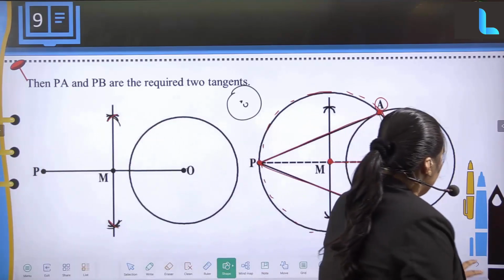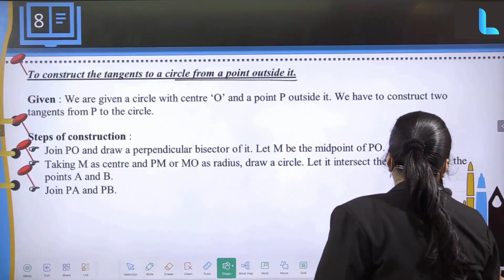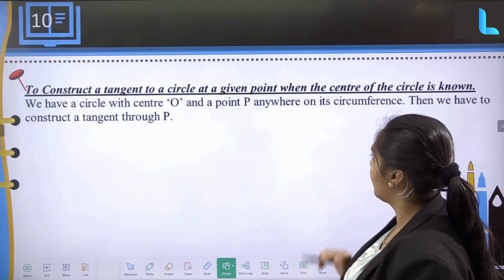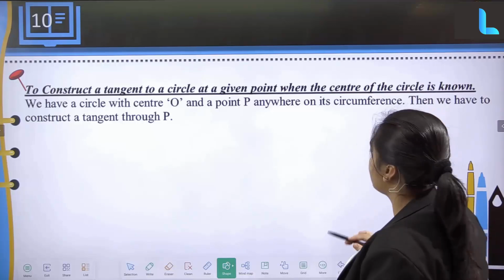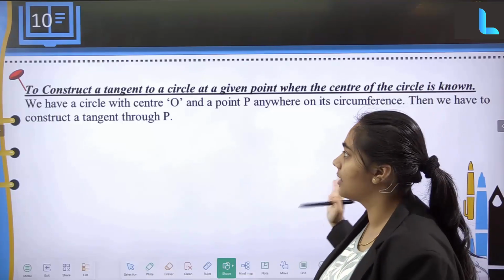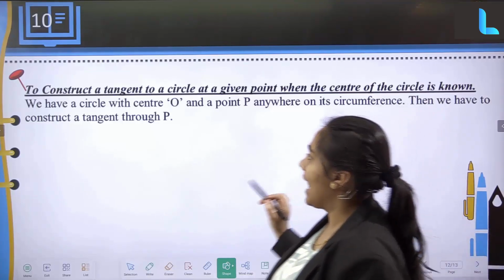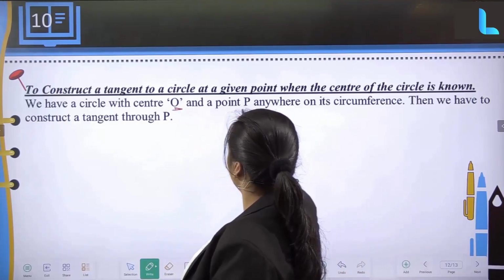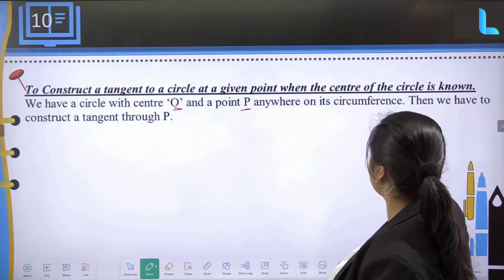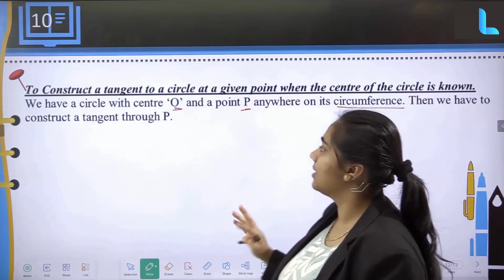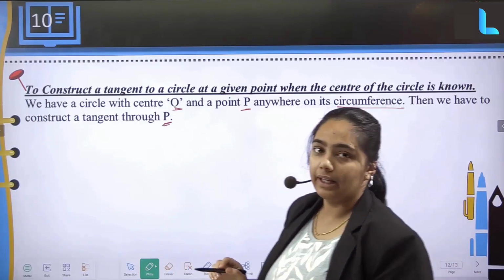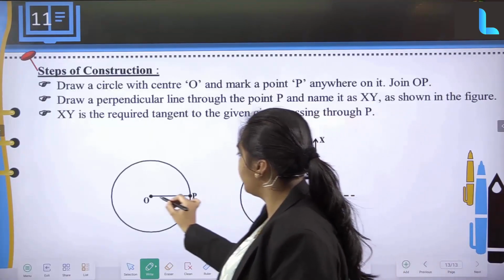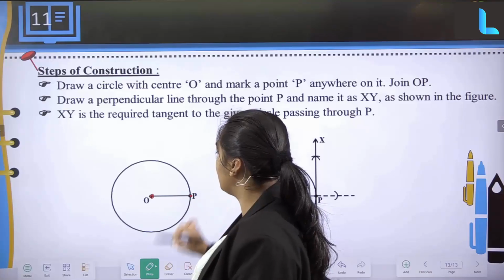So quickly I'll just show you the other part again. To construct a tangent to a circle at a given point when the center of the circle is known, we have a circle with center O and a point P anywhere on the circumference. Then we have to construct a tangent through P. It is nothing but, see over here what happens. So here I have point O and point P.